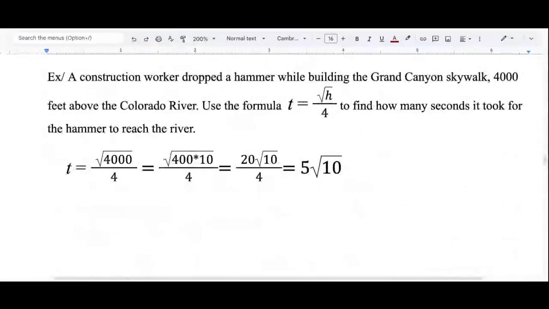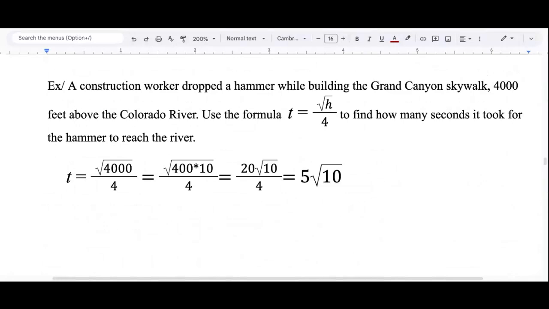A construction worker dropped a hammer while building the Grand Canyon skywalk 4,000 feet above the Colorado River. Use this formula, T, time, equals the square root of h over 4, to find out how many seconds it took for the hammer to reach the river. Okay. So if we plug in, h is 4,000, right? Then we have the square root of 4,000 divided by 4.